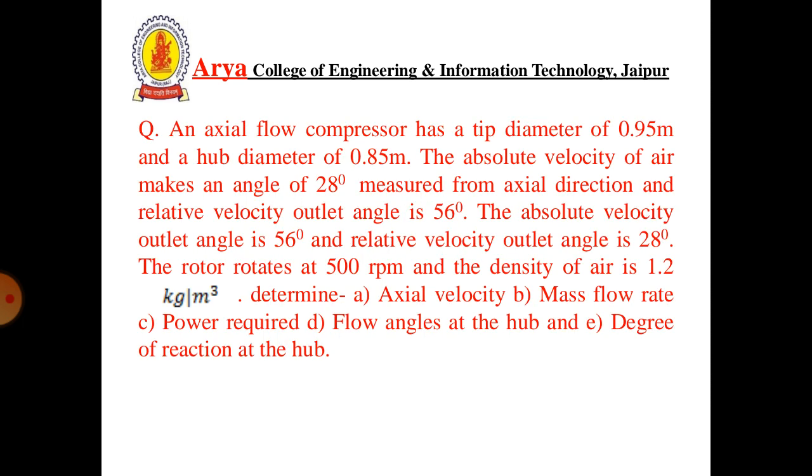Now, a numerical on the axial flow compressor. The axial flow compressor has a tip diameter of 0.95 meter and a hub diameter of 0.85 meter. The absolute velocity of air makes an angle of 20 degrees, measured from the axial direction, and the relative velocity inlet angle is 56 degrees. The absolute velocity outlet angle is 56 degrees and the relative velocity outlet angle is 28 degrees. The rotor rotates at 500 rpm and the density of air is 1.2 kg per meter cube. Determine axial velocity, mass flow rate, power required, flow angle at the hub and the degree of reaction at the hub.